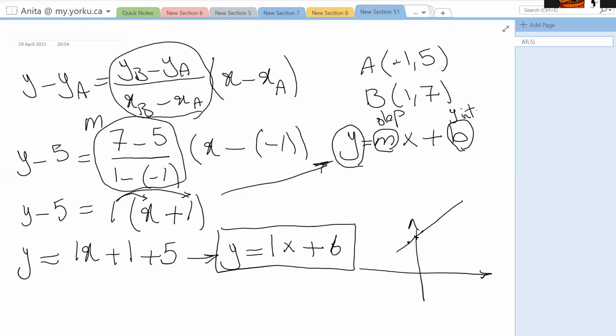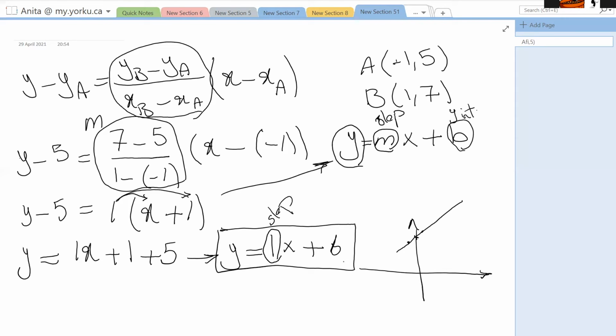The thing that is multiplied by x is called slope. So can you tell me what is the number for slope? Whatever is multiplied by x. In the equation of the line that you found, what number is multiplied by x? 1 is multiplied by x. So the slope is 1.